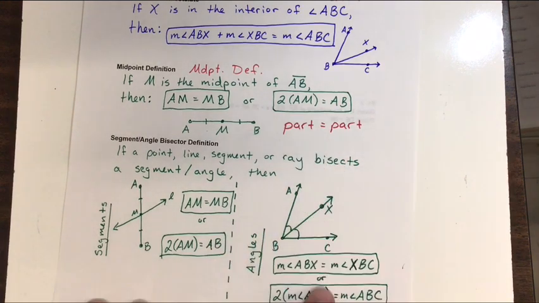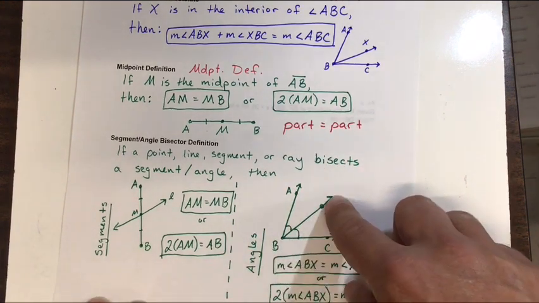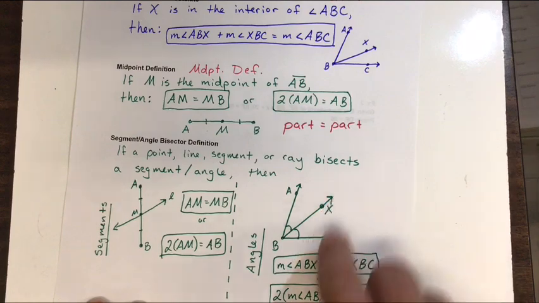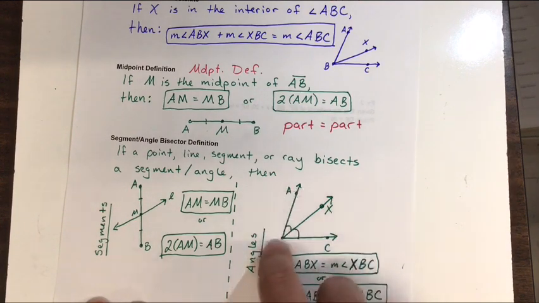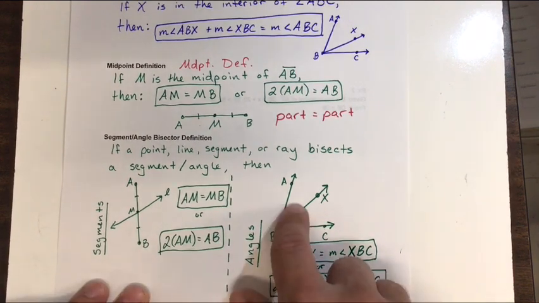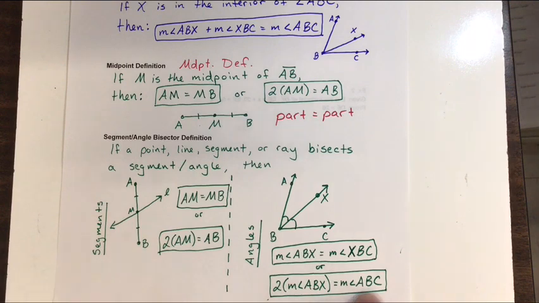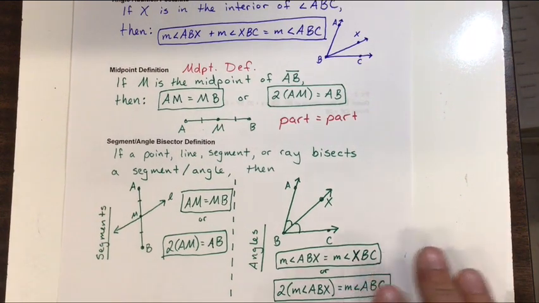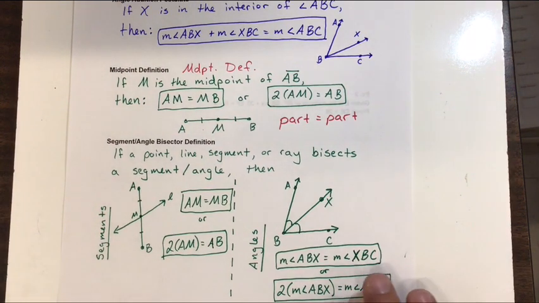Same thing for our angles. If I know that BX is an angle bisector, what that tells me is that the measure of ABX equals the measure of XBC, part equals part, or 2 times the measure of 1 equals the whole thing. Okay, and so that's the definitions and terminology we're going to be using in this lesson.